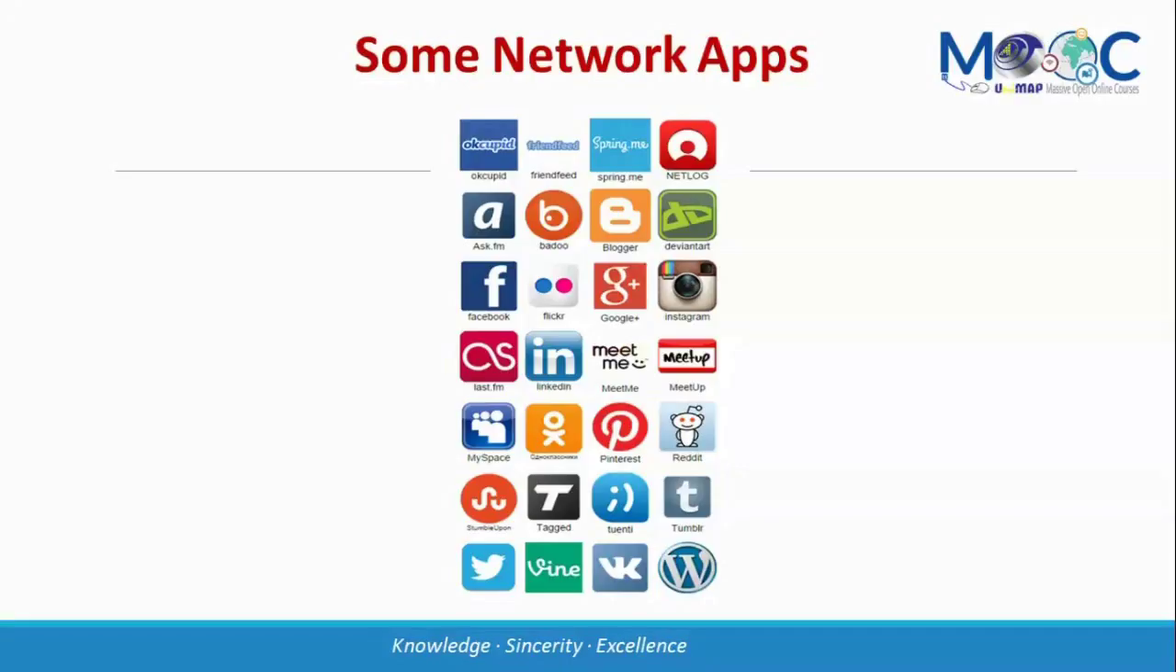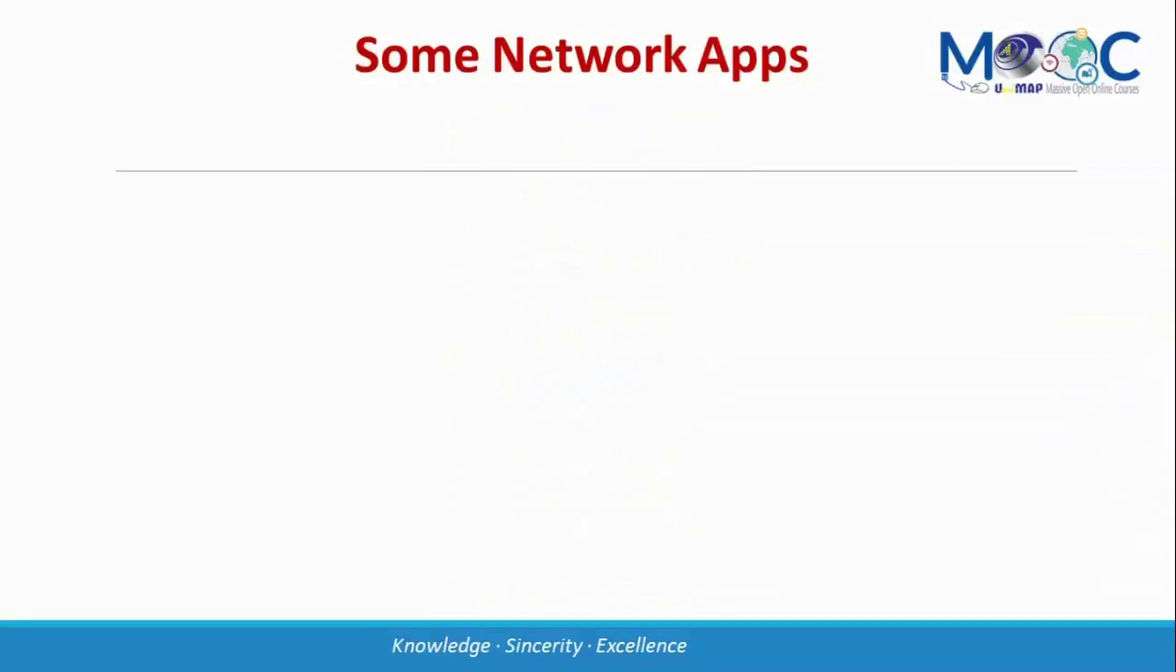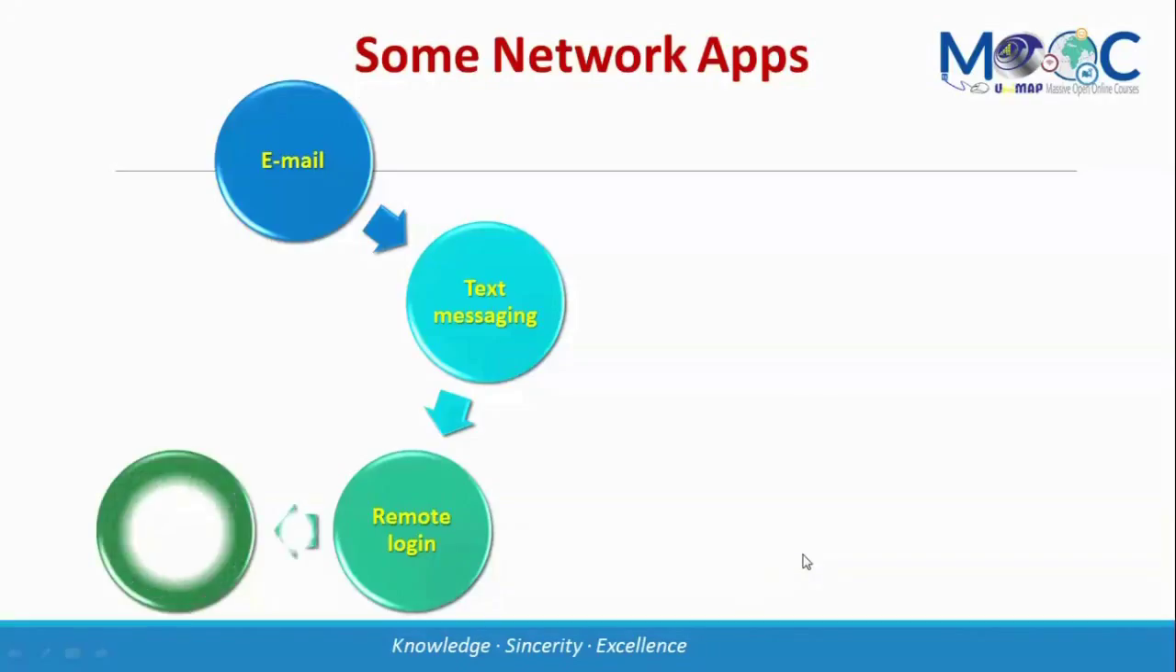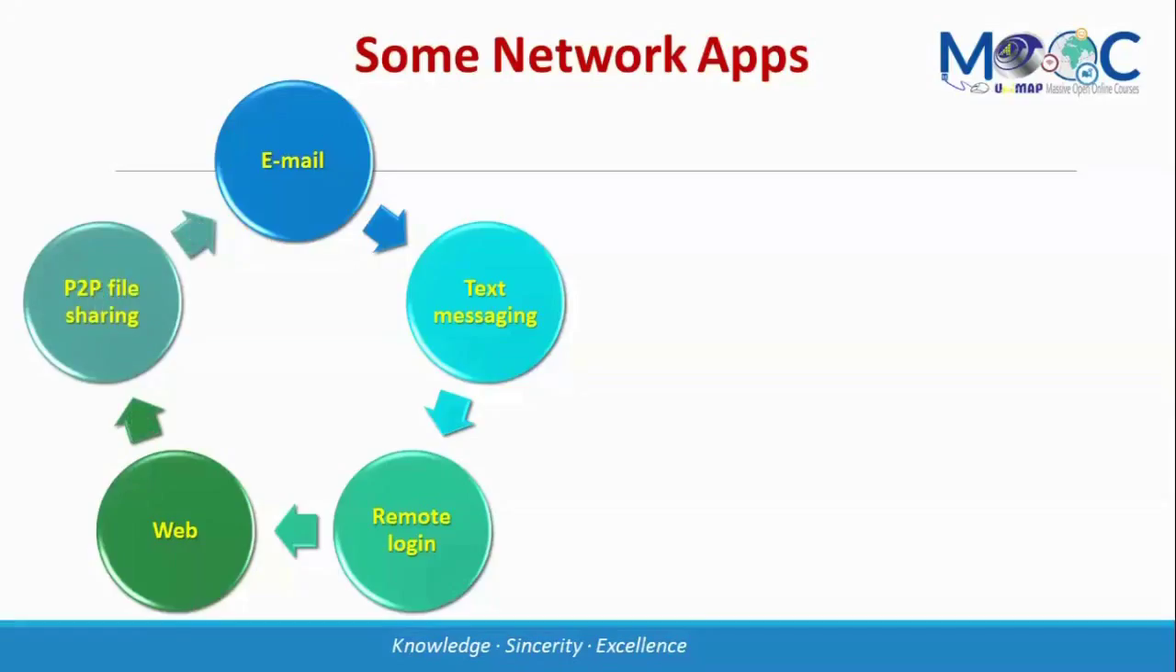Some of the internet applications include the classic text-based applications that became popular in the 70s and 90s: email, text messaging, remote login, and the killer app of the 90s, the World Wide Web, which includes web surfing, search, and also electronic commerce. It also includes peer-to-peer file sharing and instant messaging.